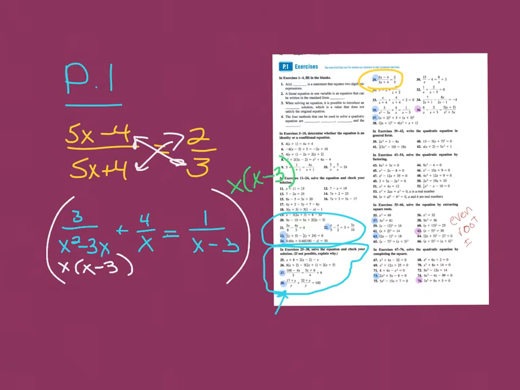So I'd multiply each individual fraction by that. The first fraction, it's going to cancel. The second one I would cancel out the x, but I'd keep the x minus 3. And the last one I'd have the x. So I'd end up with 3 plus 4 times x minus 3 equals x, and then I would distribute and solve it just like my normal equation.